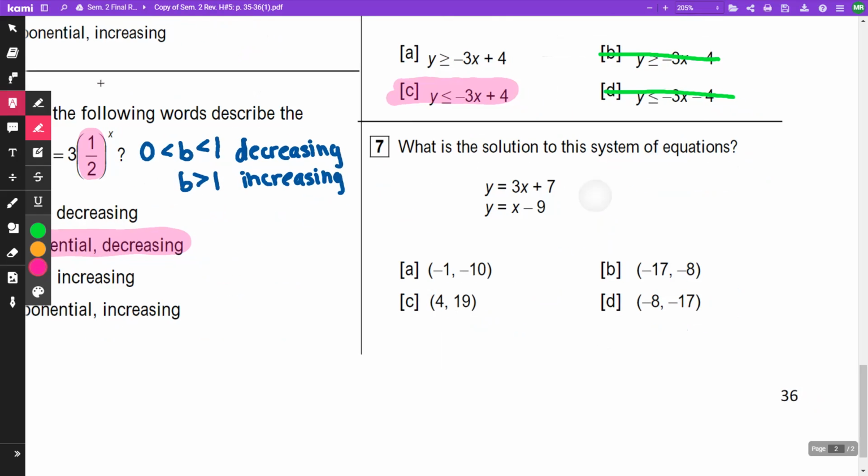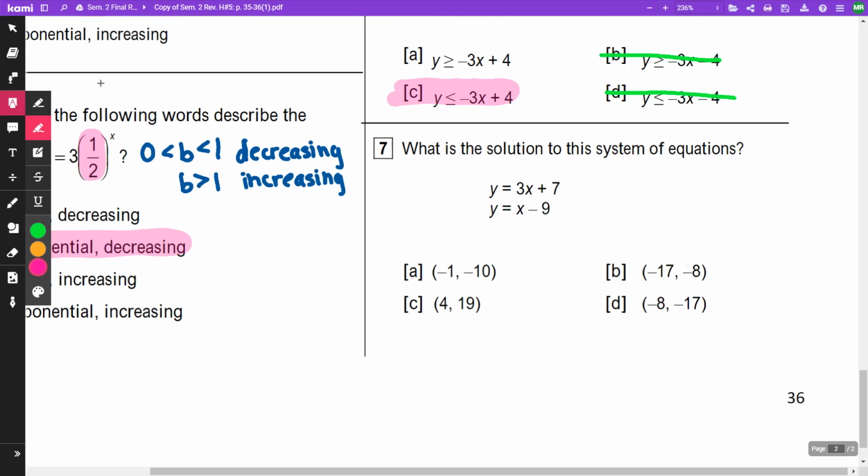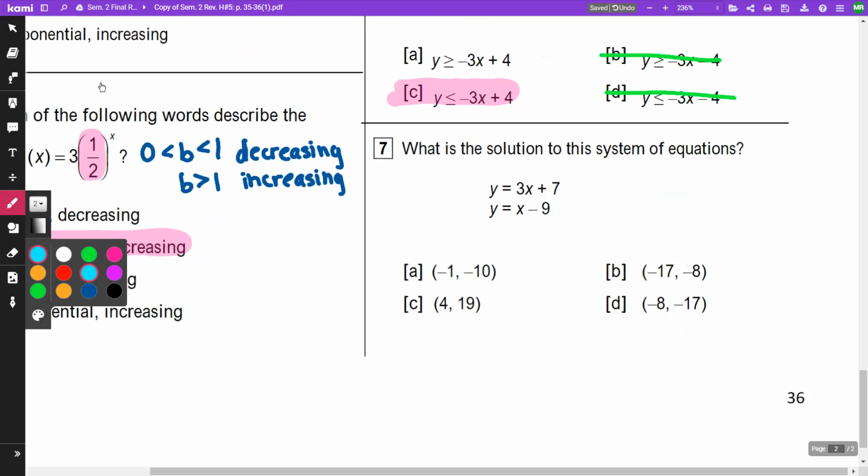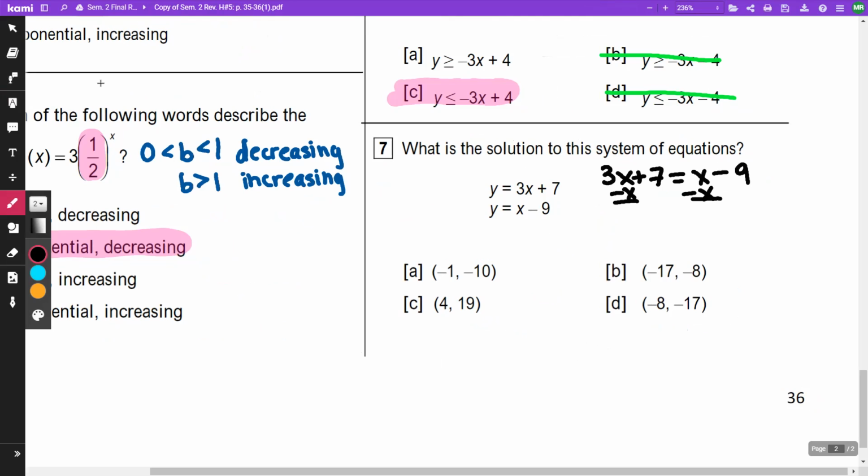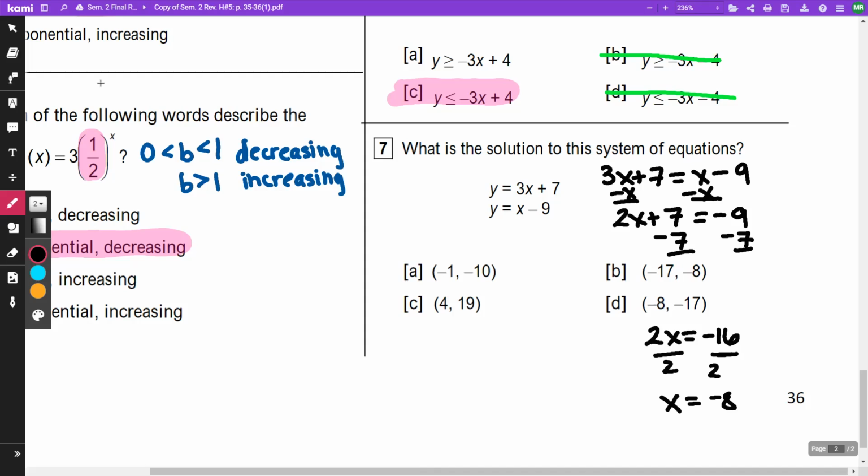On number 7, what is the solution to the system of equations? In this case, I would do equal values since both of them are equal to y. So we would go 3x plus 7 is equal to x minus 9. I'm going to minus x from both sides. I'm going to get 2x plus 7 is equal to negative 9. I'm going to minus 7 from both sides. And I'm going to get 2x is equal to negative 16. Divide by 2, and I get x is equal to negative 8.